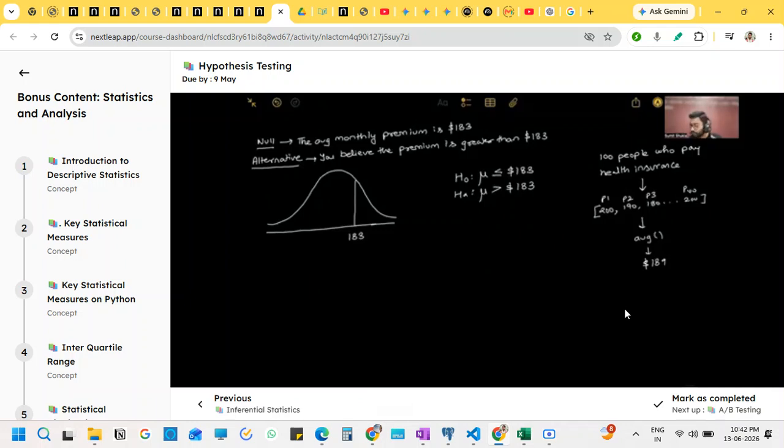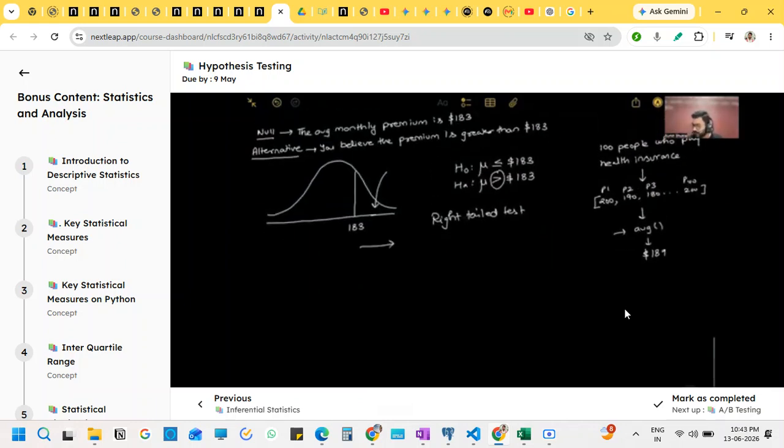Now you want this value to be greater than 183 to prove that null is wrong. So where you expect the evidence to lie, you expect the evidence to lie on the right side. So this is again a right-tailed test, and just focus on the sign. Since it is focusing on this side, it is a right-tailed test because you are trying to find out the evidence on the right side.